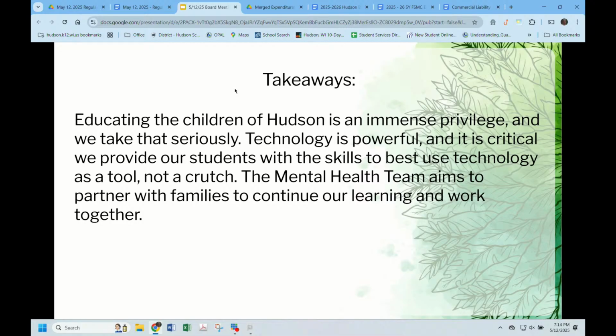But we want to make sure that we are providing our kids with the best skills to use technology as a tool and not a crutch, and that we are preparing them with the skills and the ability to move forward in their lives with what they need to best support themselves.